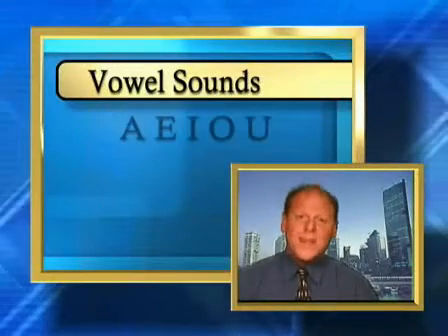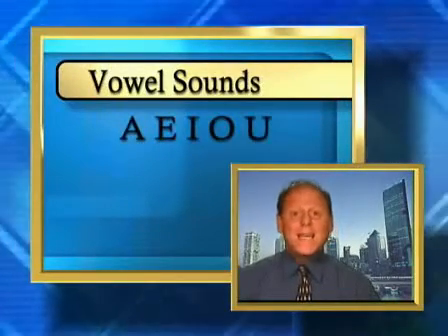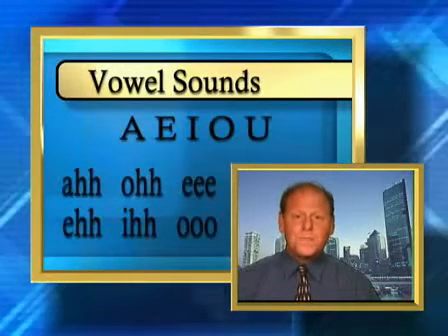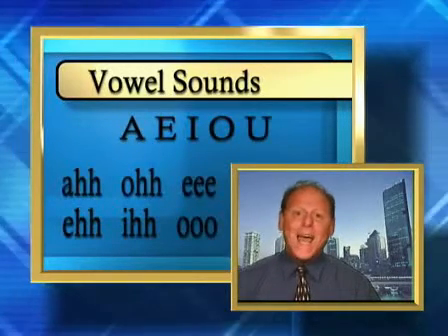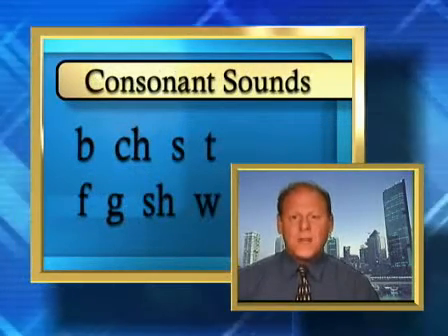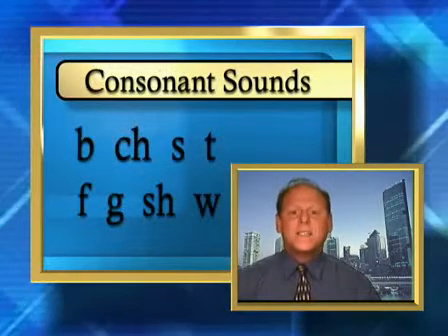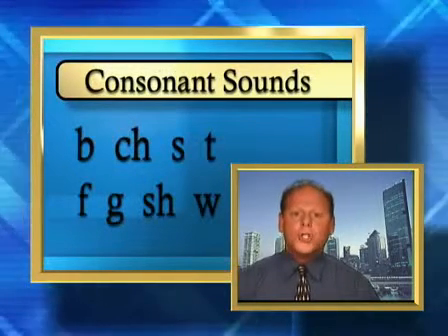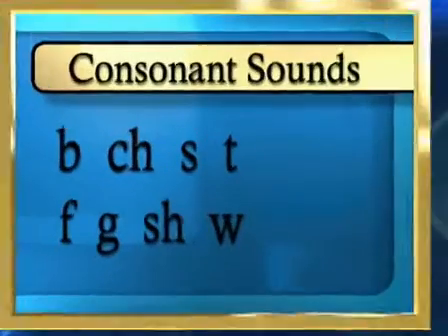During the course of this program, I will begin by addressing consonant sounds, and then later on we'll work with vowel sounds. Now, vowel sounds, as you know, are A, E, I, O, and U. And consonant sounds are basically all the other letters and sounds, like B, Ch, S, T, F, G, Sh, W, and of course there are many, many more sounds. The consonants that we are going to cover in this first session are the consonant R and the consonant W. Okay, are you ready? Here we go.